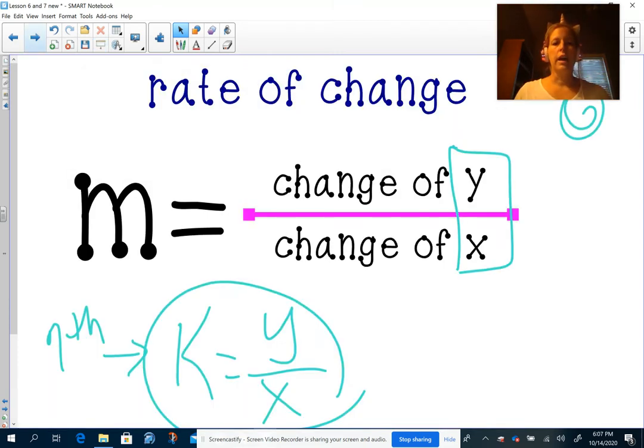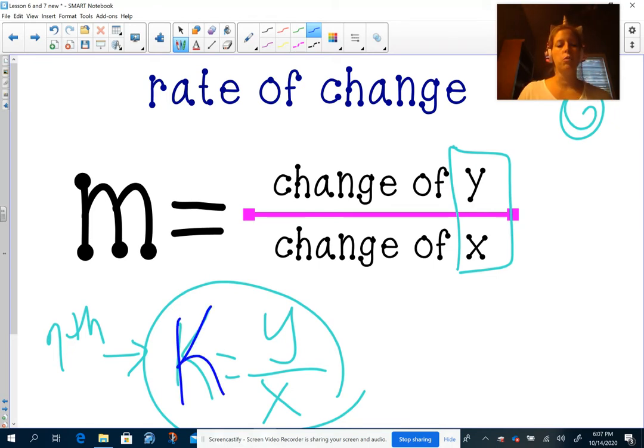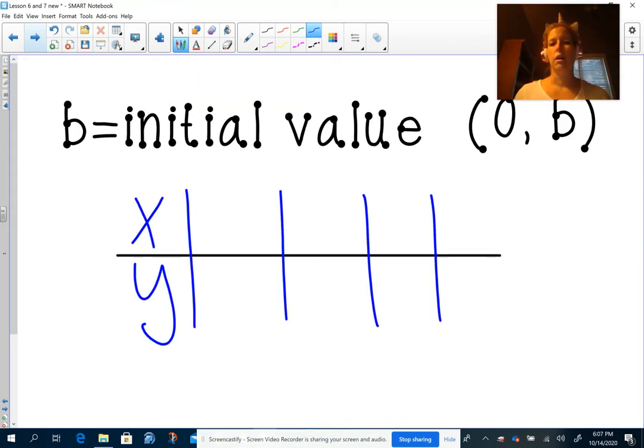And the rate of change, we talked about the change of y over the change of x. If you notice, this looks familiar because I went over it last week. My y is always on top, my x is always on bottom. When you were in 7th grade, we went over k equals y over x, which was actually your unit rate. And so y'all did that in 7th grade. So it's the same thing, but we're just going to give it an m because it's not going to be a constant anymore because we have an initial value.